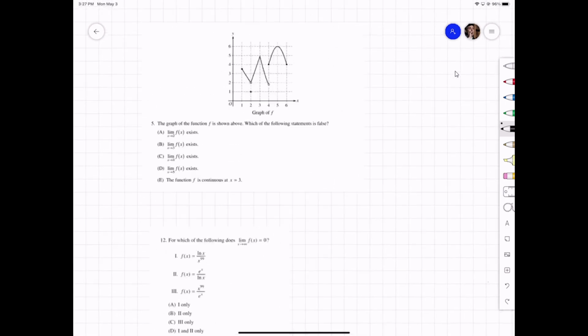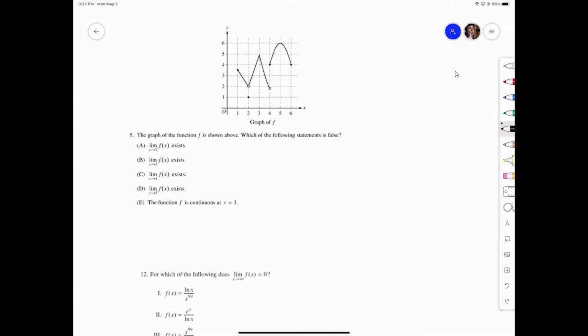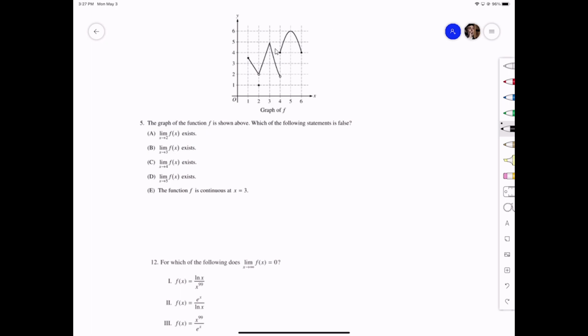So, first problem is this one. The graph of function f is shown above. Which of the following statements is false? Okay, so the limit as x approaches 2 of f of x exists. That is true. From the left, it approaches 2. From the right, it approaches 2.